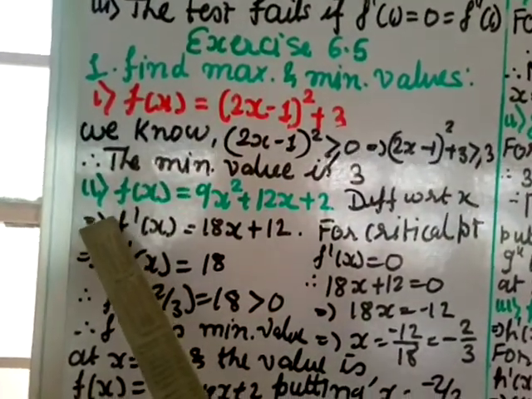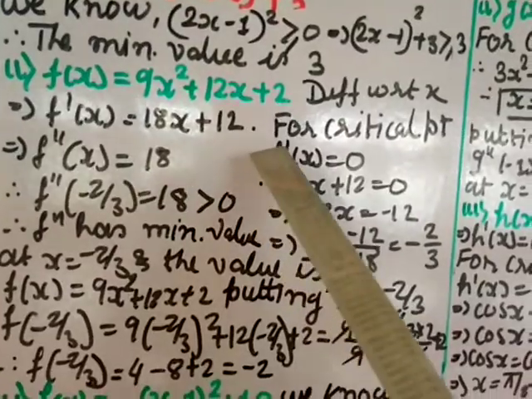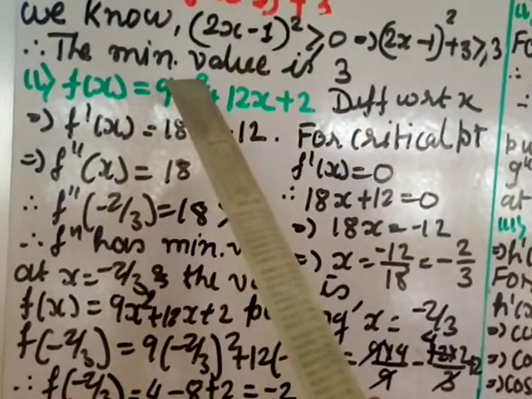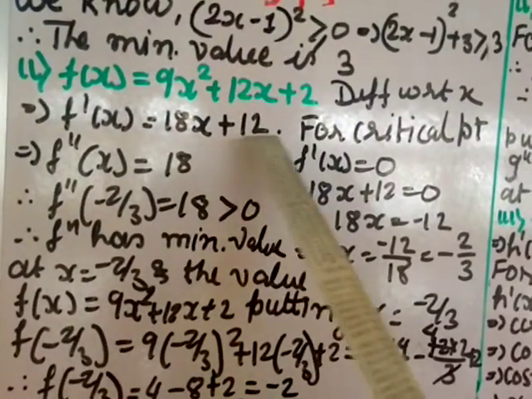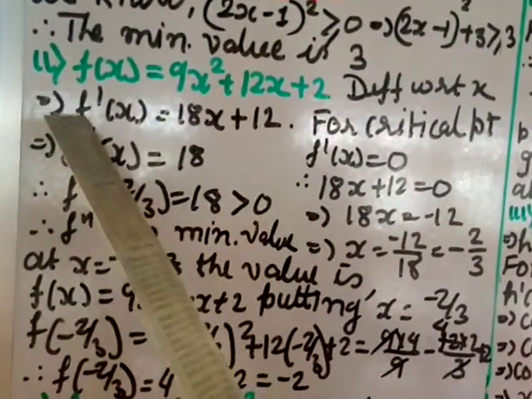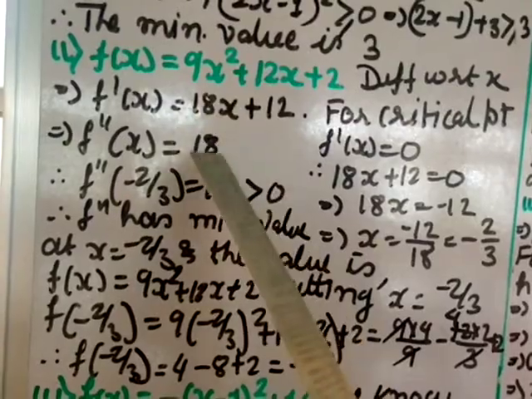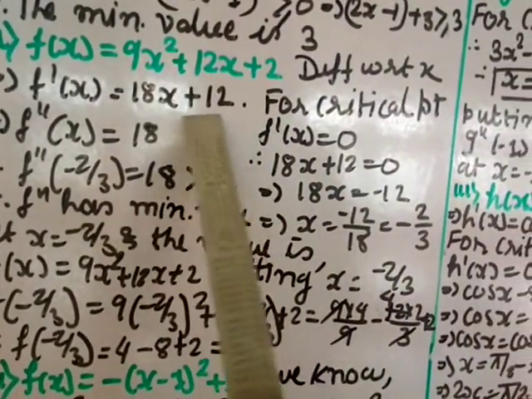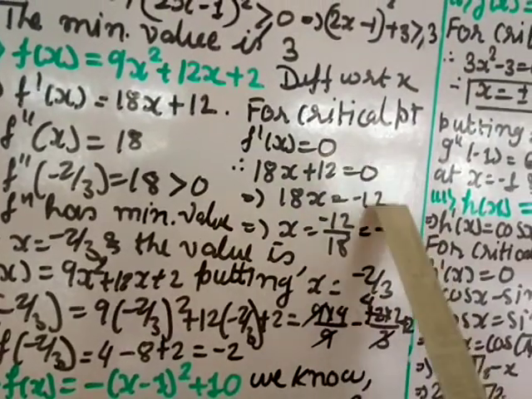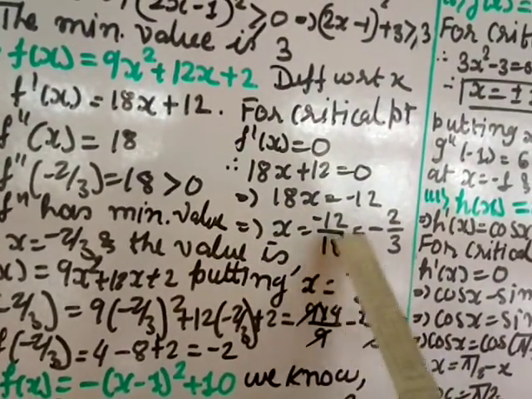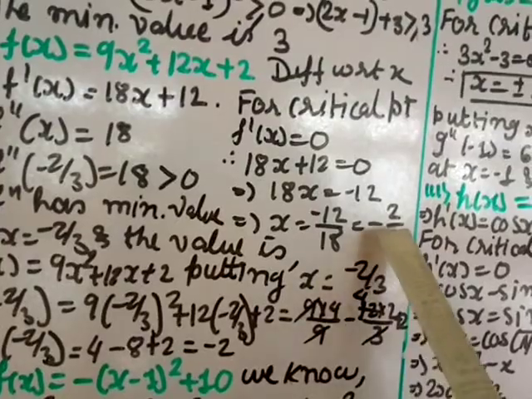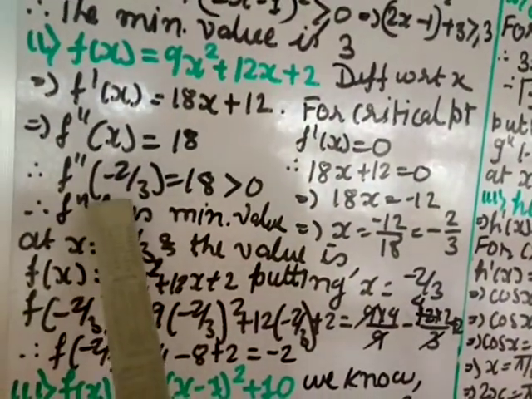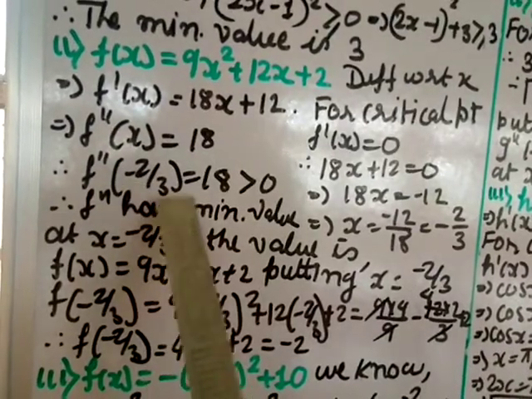Roman number 2, f(x) is equal to 9x square plus 12x plus 2. Differentiate with respect to x, that means f dash x equal to 18x plus 12. I will do the second derivative also, f double dash x equal to 18. Now for the critical point, f dash x has to be 0, that means 18x plus 12 equal to 0. Transfer 12 here, it becomes minus, divide by 18, cut by 6, so you get minus 2 by 3. So the x value is minus 2 by 3. Put this value in the double derivative.